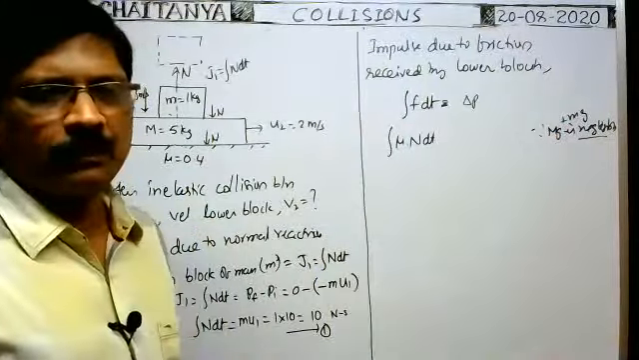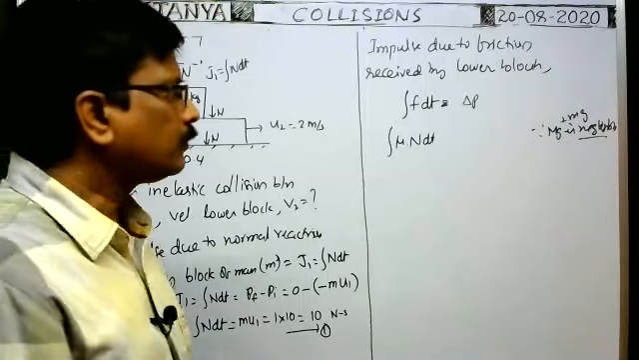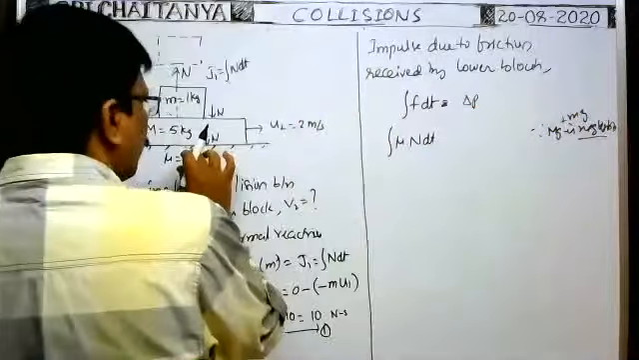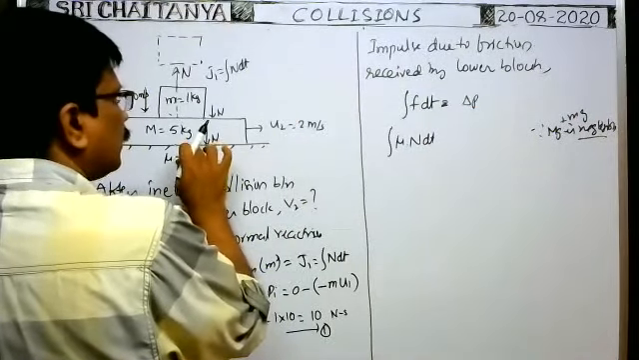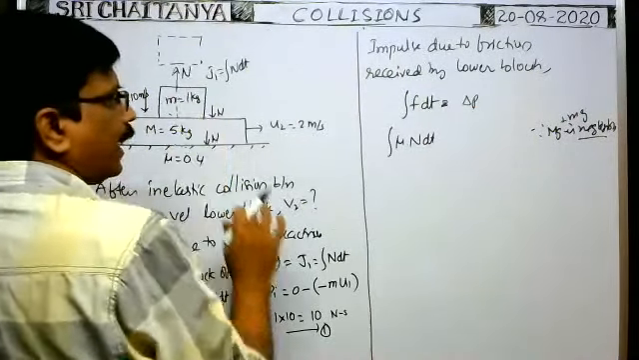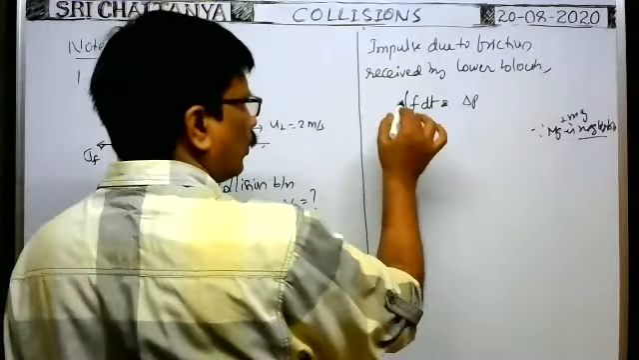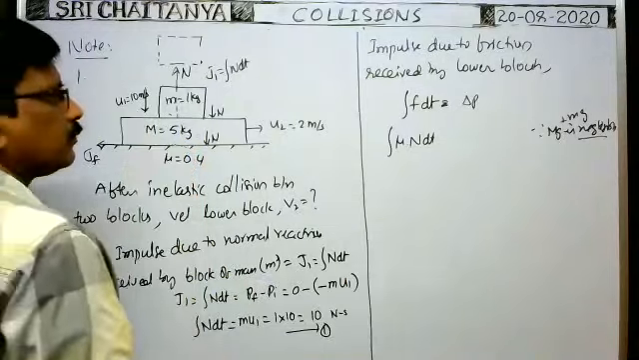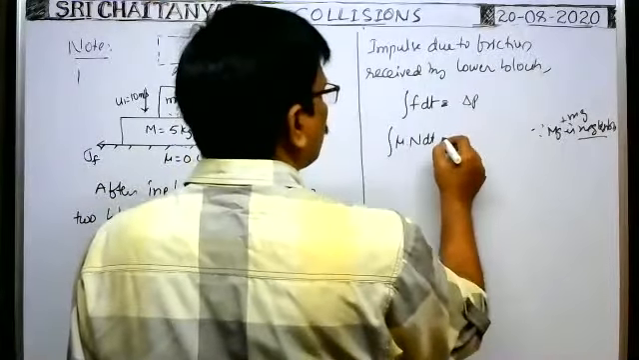The total weight can be neglected. Total impulse due to the total weight of the two bodies at this point can be neglected when compared with the impulse due to normal reaction. That's why only impulse due to normal reaction is considered. Due to that, impulse due to friction acts on the lower block. Impulse due to friction is equal to change in momentum.